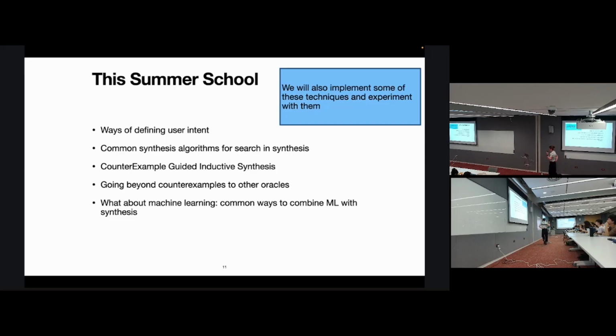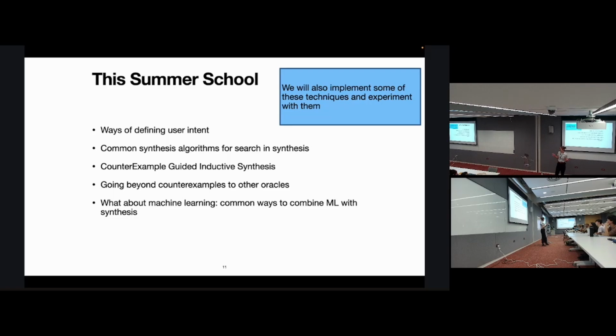I'm going to talk about CEGIS, Counterexample Guided Inductive Synthesis, which is the classic synthesis algorithm that everyone will mention as soon as you go beyond sort of giving your specification as examples. And we're going to briefly talk about machine learning if we have time. We are also going to implement some stuff, potentially.